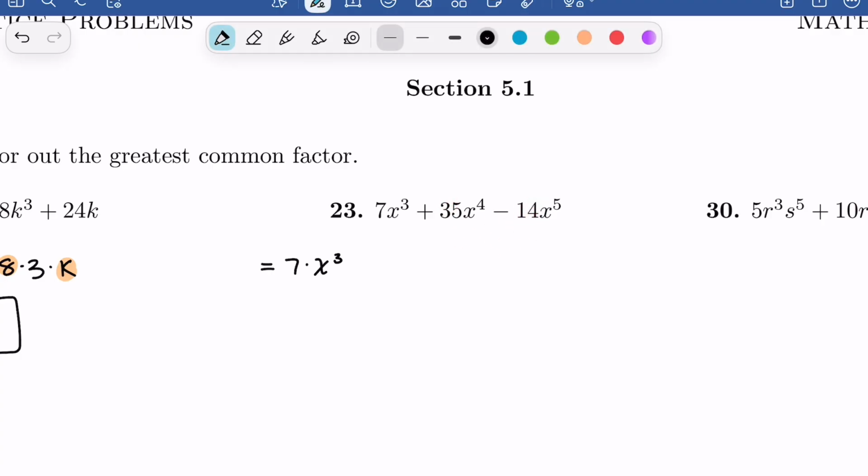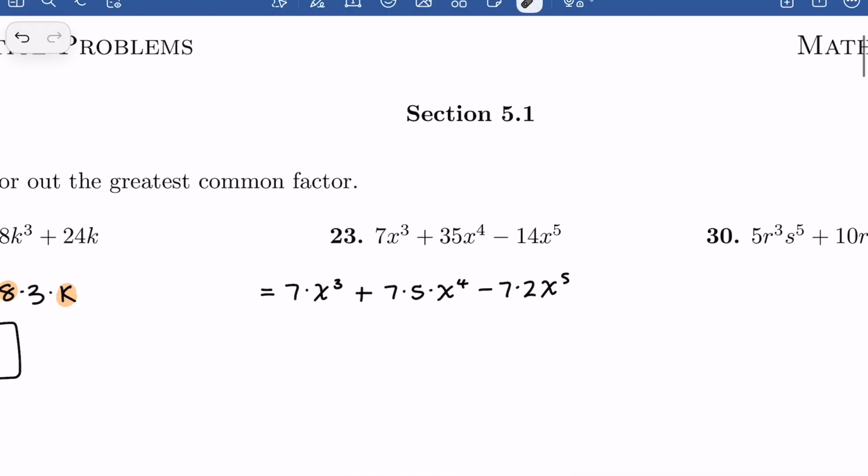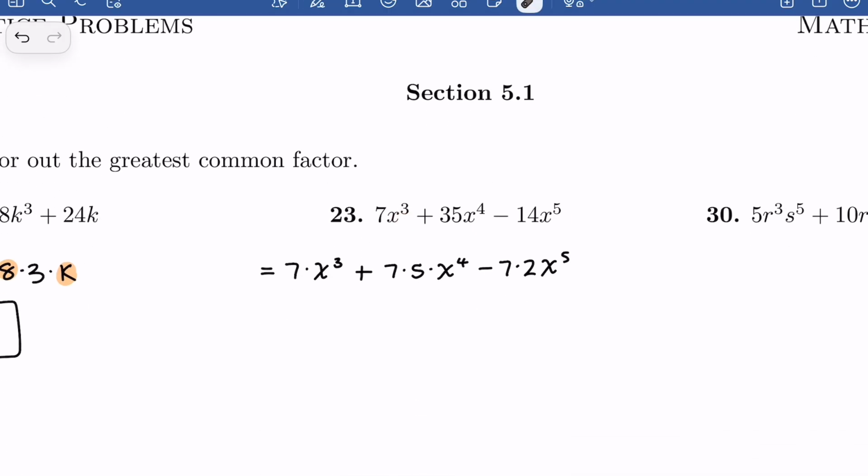So I'm going to write each of these into different factors, one of them being 7. So 35 is going to be 7 times 5, and then we still have this x to the fourth here. And then 14 can be written as 7 times 2, and I also have x to the fifth power. Now, as we can see, each of these terms shares a common factor of 7, but that won't be our greatest common factor because they all at least share 3 factors of x.